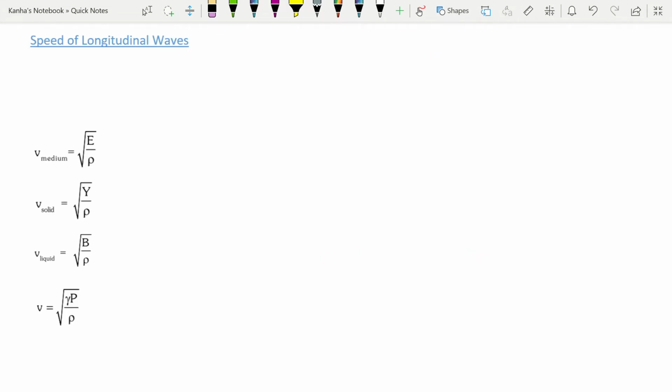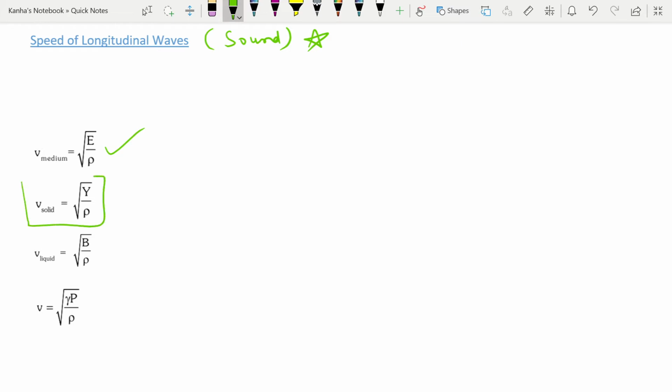Let's look at the speed of longitudinal waves. So by Newton's formula, I have that the speed of sound waves, this is for sound, so you will remember this. Speed of sound wave in a medium is given by root of E by rho, where rho is the density of the medium and E is the elasticity coefficient of the medium.